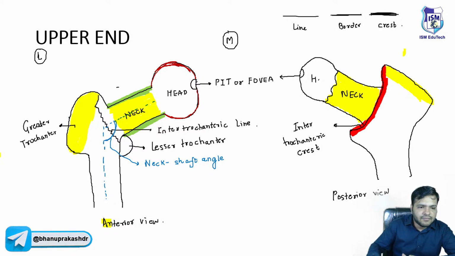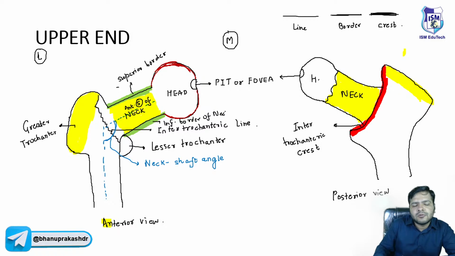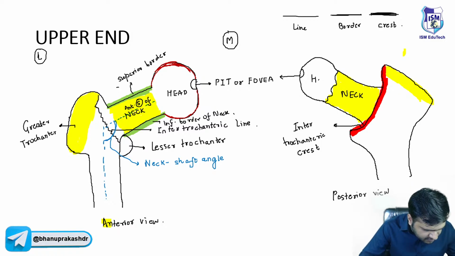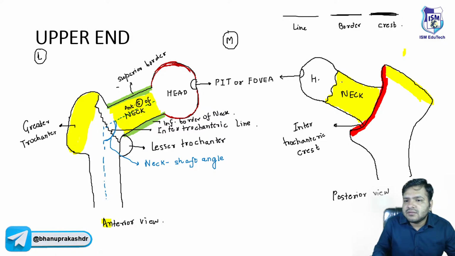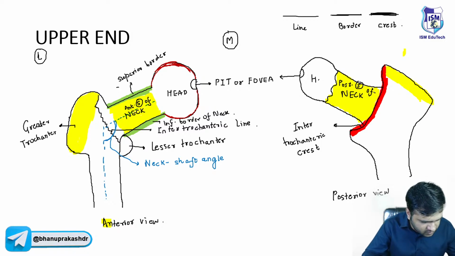So remember, beta, this is the superior border. This is the anterior surface of the neck. And remember, this is the inferior border of the neck. Is this understood by everyone? And this is the posterior surface of the neck. Just give me a thumbs up in the chat box if it is clear to each one of you.